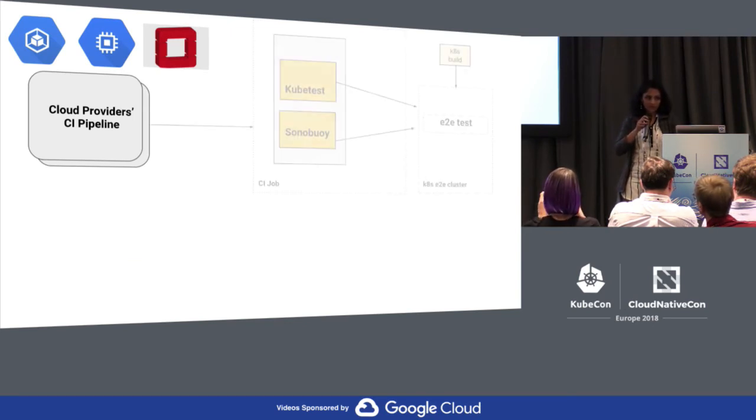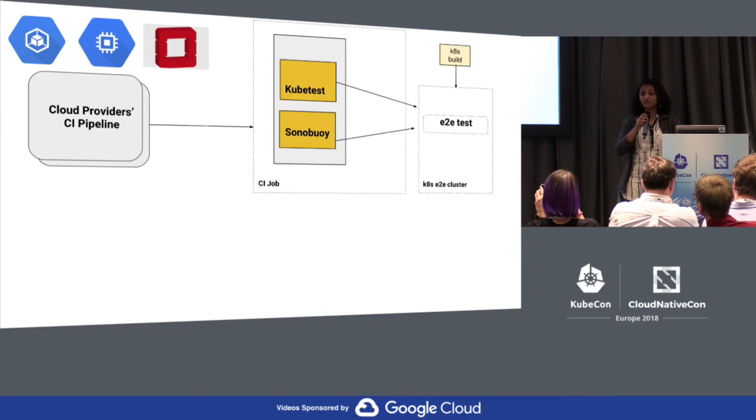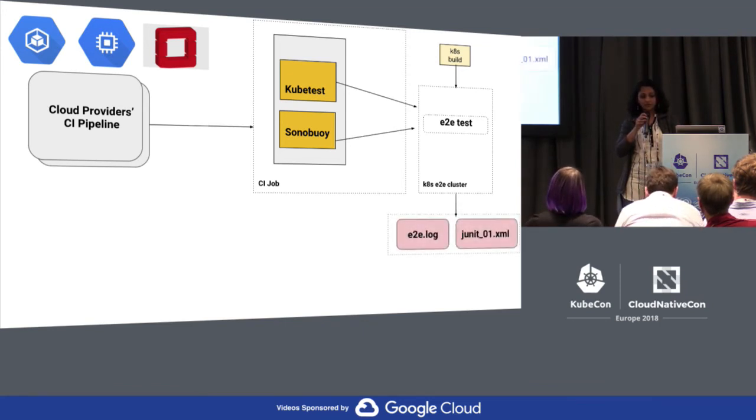So there are multiple cloud providers. They trigger end-to-end tests using the CI job, ideally. And the end-to-end tests run on their K8s cluster. It takes the tests from the version of the K8s build they're trying to certify. And the test produces the E2E logs and the JUnit.